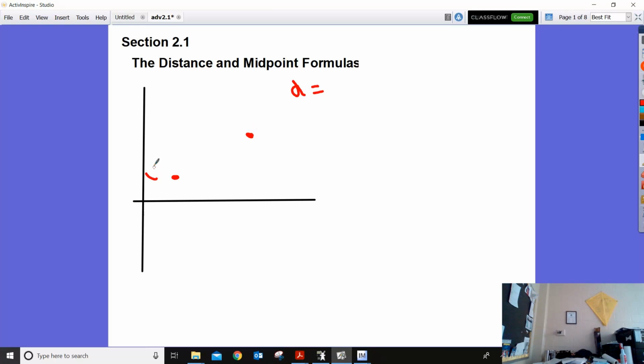One of them we're going to call x1, y1, and one we're going to call x2, y2. This length right here would be the distance between them.